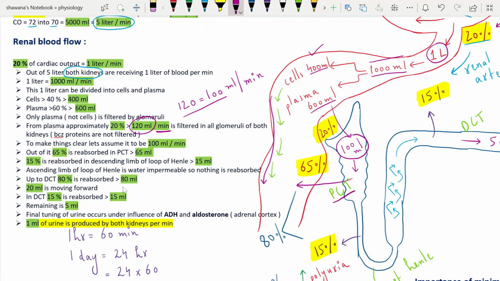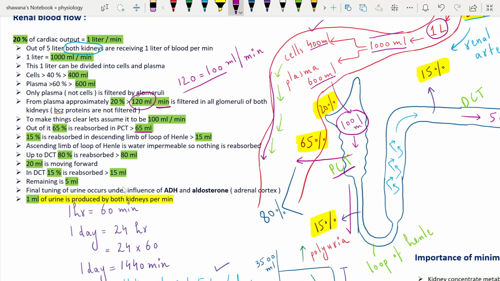So let's talk about each structure. In the proximal convoluted tubule, 65% of reabsorption occurs. 65% of 100 means 65 ml is reabsorbed in the proximal convoluted tubule. In the descending limb, approximately 15% reabsorption occurs. So 15 ml is reabsorbed. So 80% is reabsorbed in the PCT and the descending limb.